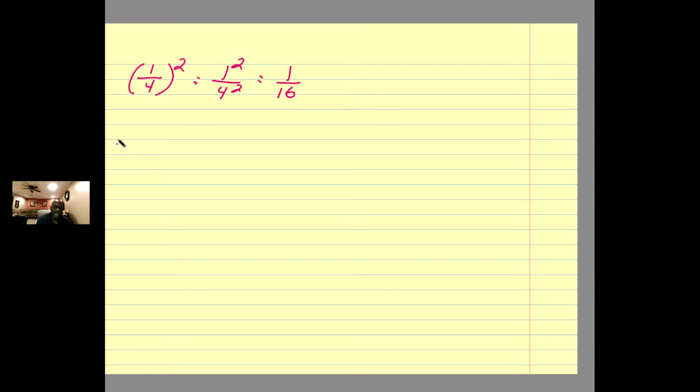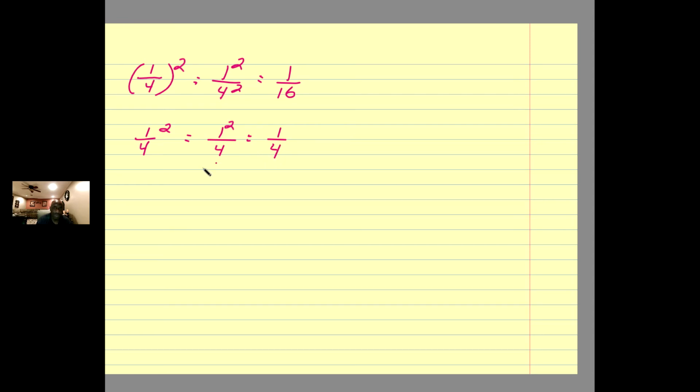Now, look at this. Suppose I take that same 1/4 and I do this. 1 over 4, and I put a little 2 out here like that, and I don't use any parentheses. What would happen now? Without the parentheses, that exponent only applies to the numerator. So in essence, that would be 1 to the second power right here over 4, not 4 to the second. So this would just be 1 over 4.